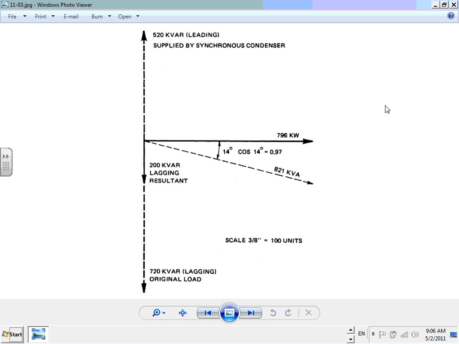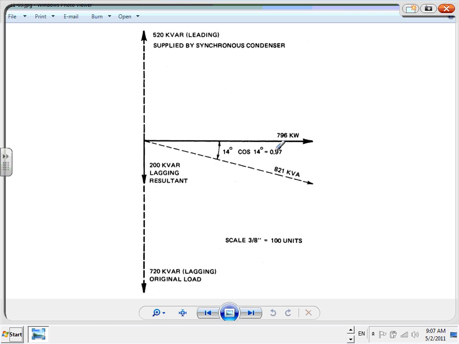Now the idea, guys, is correcting leading power factor and lagging power factor. Always go by the current and the voltage. If the current leads the voltage, that's a leading power factor. If the current lags the voltage, it's a lagging power factor. If you have a leading power factor, you have a lot of capacitance. If you have a lagging power factor, you have a lot of inductance.